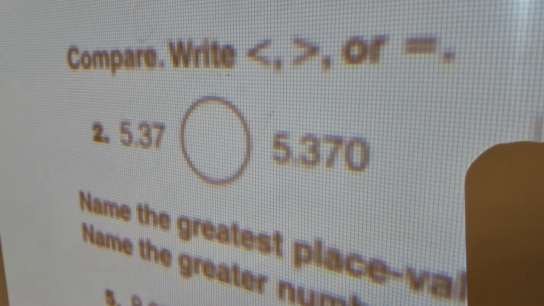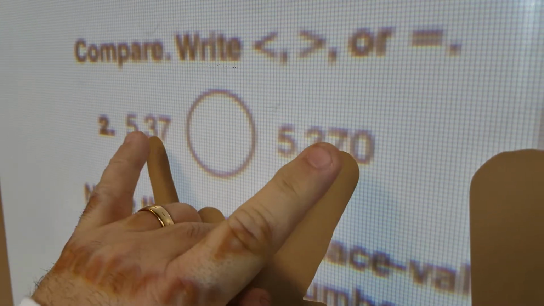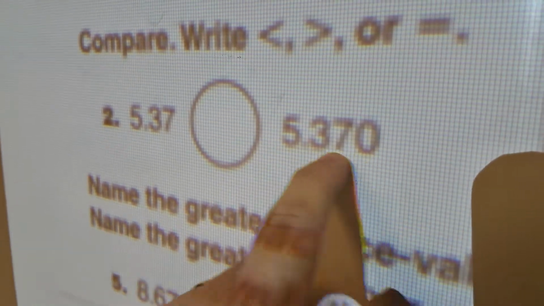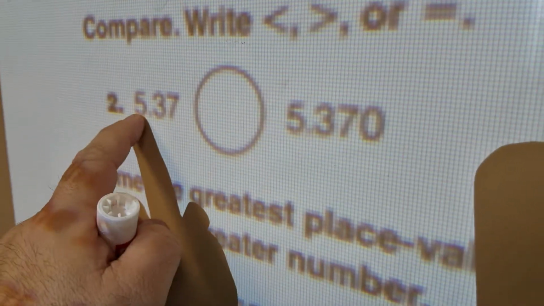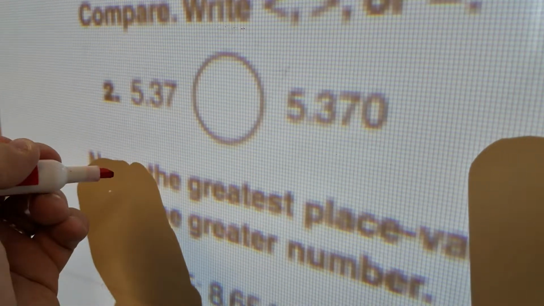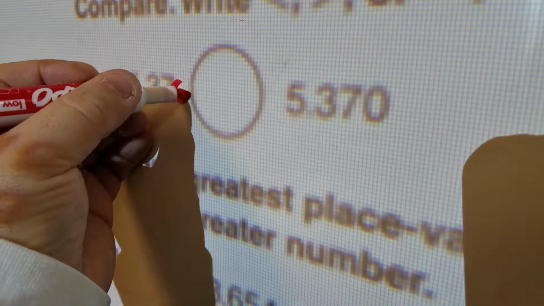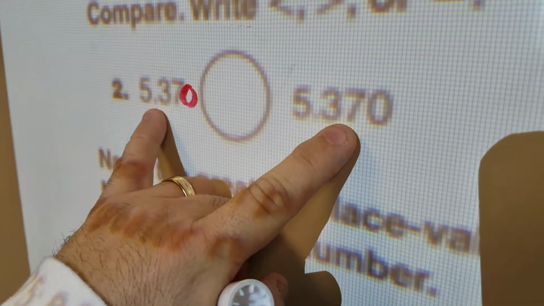All right, let's compare these two. Well, I tell the kids that I want to compare apples to apples. This one has 4 digits, a whole number and 3 decimals. This one has a whole number and 2 decimals. Well, I can add a 0 onto here to now compare the same number of digits.